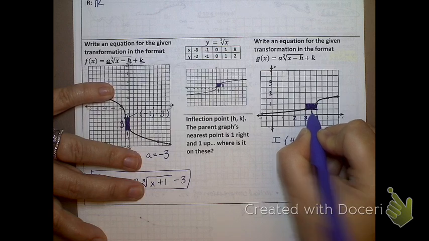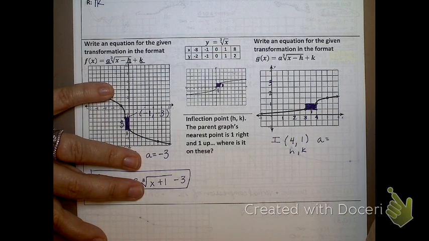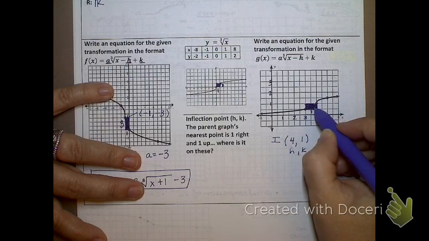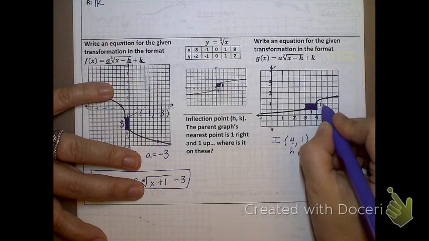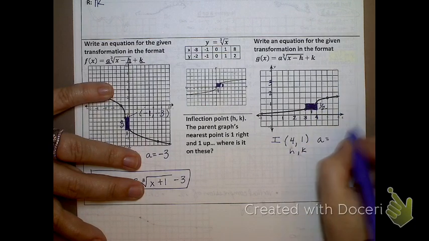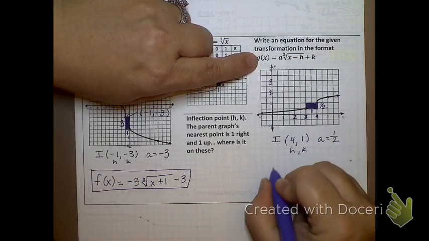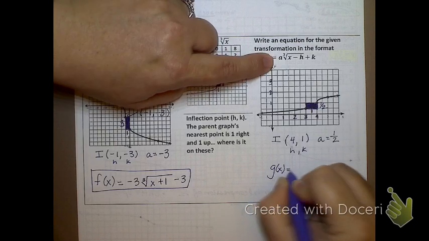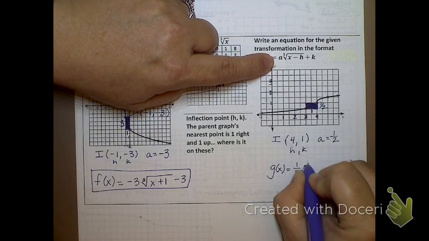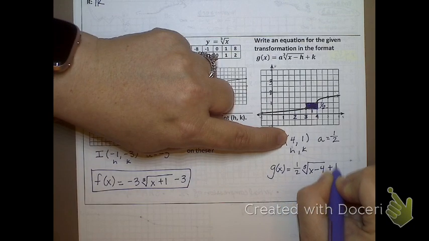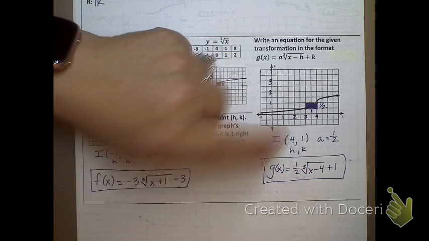Do you see that? How tall is it? Based on the way they're counting, that's not 1. That's 1/2. Yeah? Because it takes 2 boxes to be 1. So what's my a value? 1/2. So I'm going to plug that into my equation. g of x equals 1/2 cube root of x, that's a positive 4, so it's going to look like a minus 4, and then plus 1 at the end.